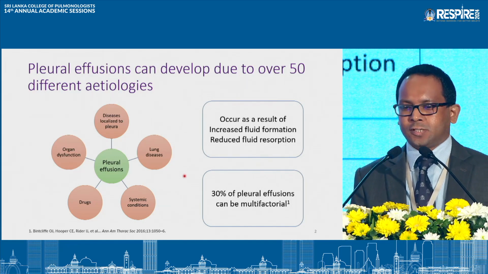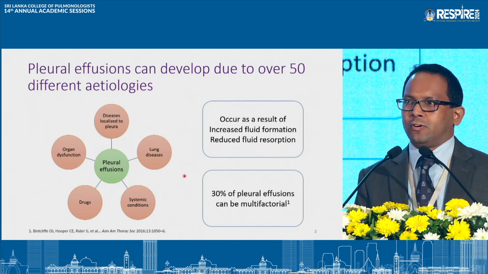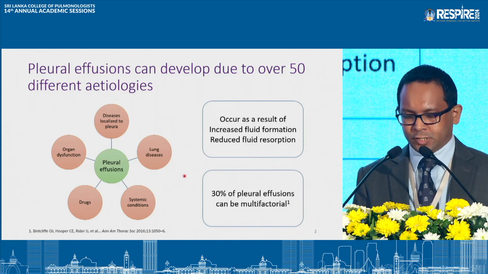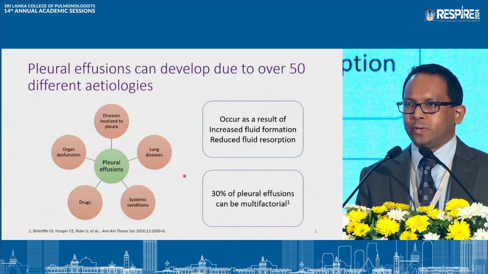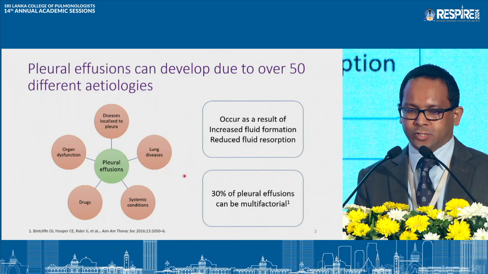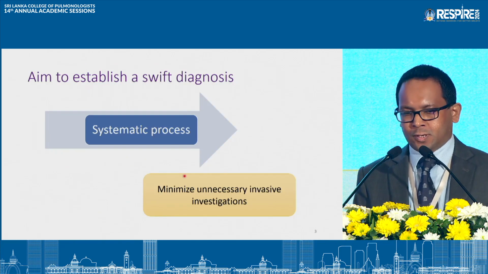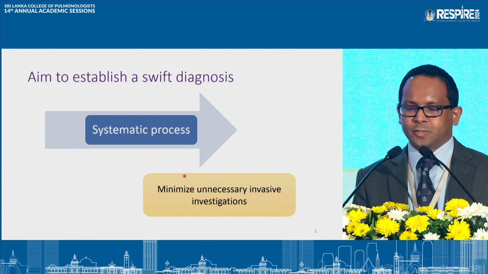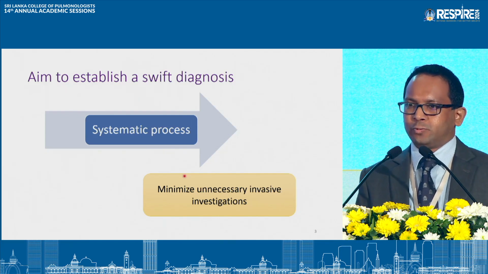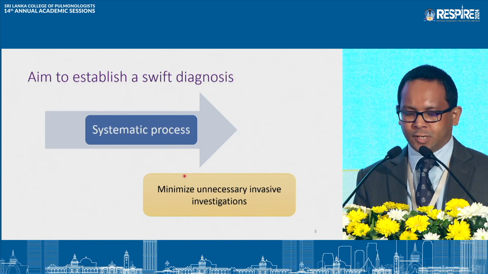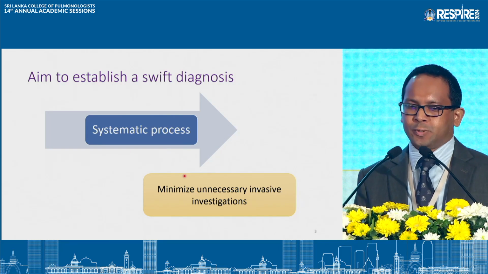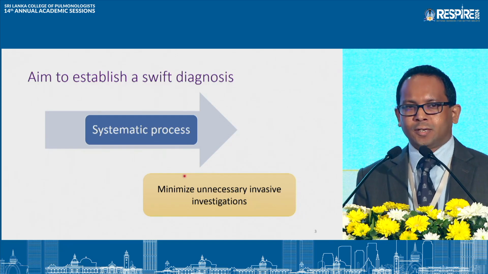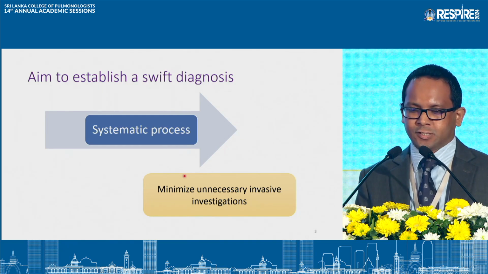So in some instances, even if you have a suspicion of a reasonable diagnosis, especially if it's a unilateral pleural effusion, you may well need to investigate to find the actual etiology. And the aim when a patient with a pleural effusion presents, especially a unilateral pleural effusion, is to arrive at a swift diagnosis so that we can initiate treatment. And because the etiology is widespread, we need a systematic approach. And the other important thing is to minimize unnecessary invasive investigations and focus on the most simple initially.